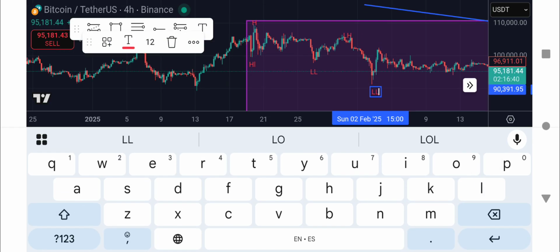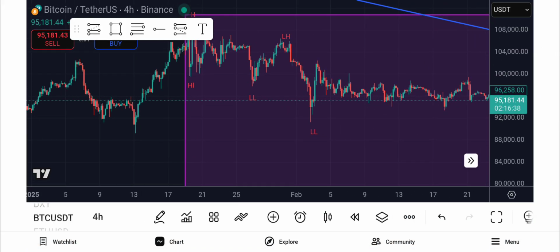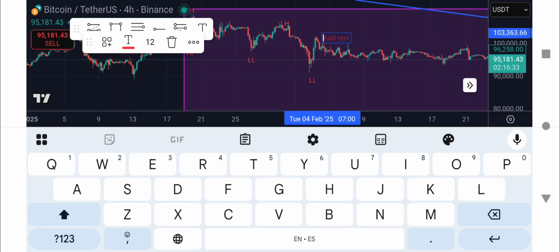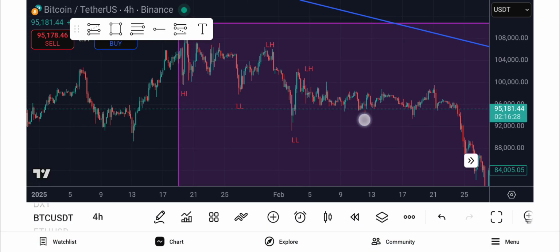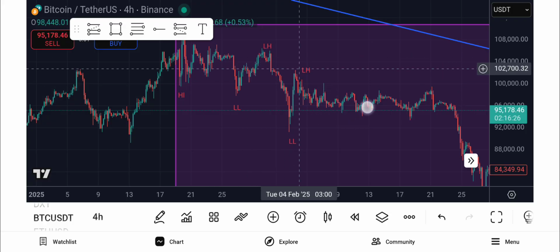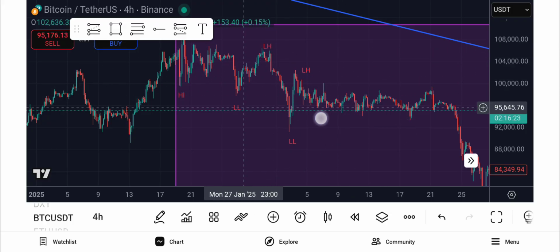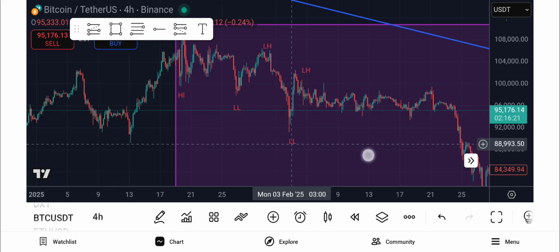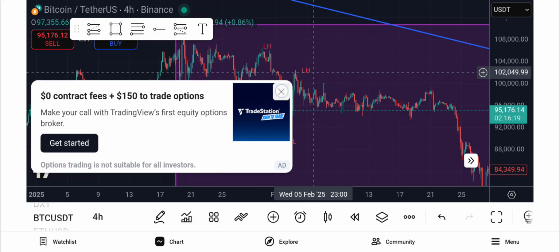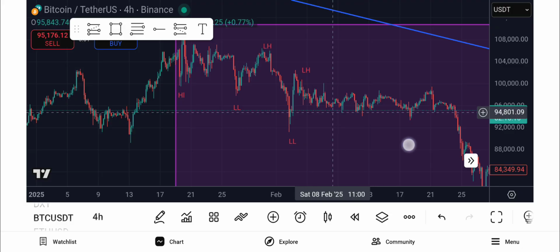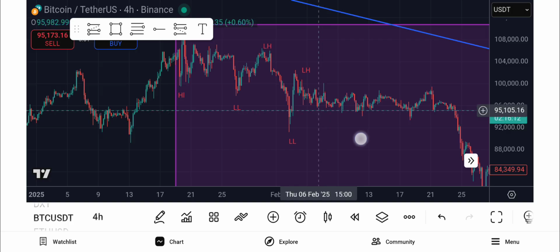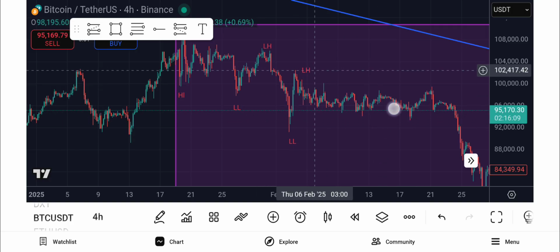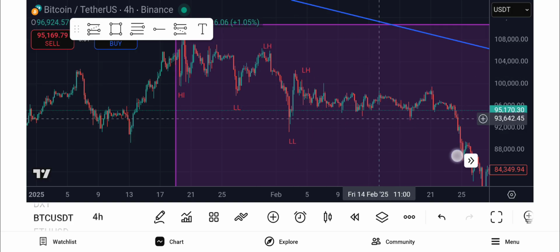Lower lows, right? Then it went back up here and formed what? Yep, you guessed it. A lower high. To find out if it's a bearish trend, a lower high breaks a lower low here to form another lower low. Then it comes back up, forms a lower high, and comes back down. If it doesn't break the lower low, it is not considered a lower low.